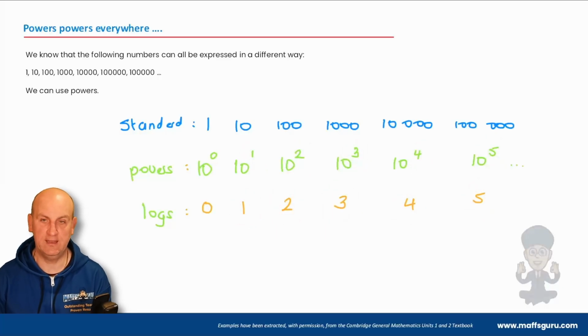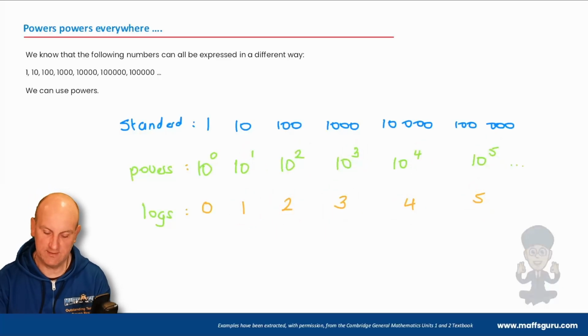Another way of thinking about it, and we need to be a bit careful here, is how many zeros do you see? 1. How many zeros do you see? 2. How many zeros do you see? 3. How many zeros do you see? 4. How many zeros do you see? None. And that's a nice way of doing it.